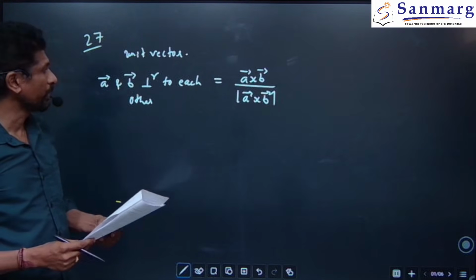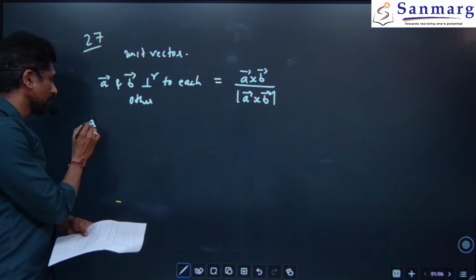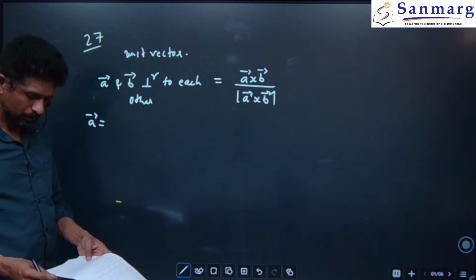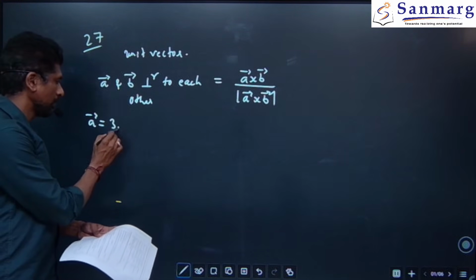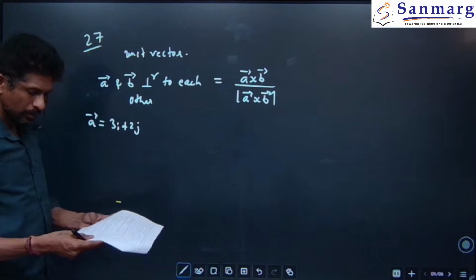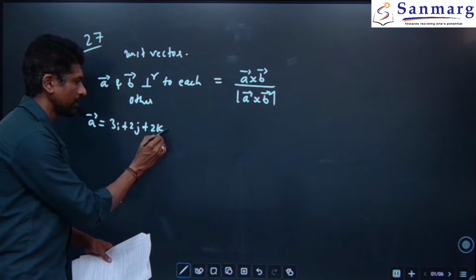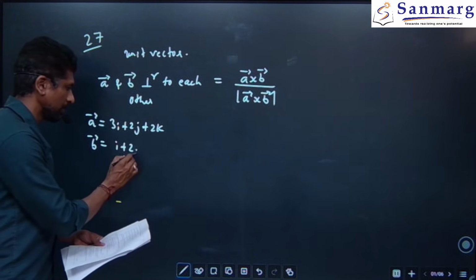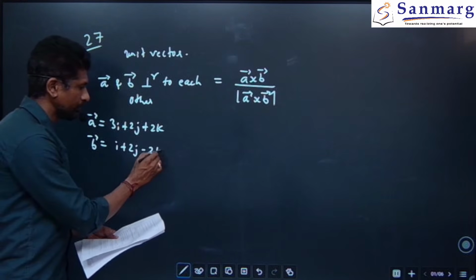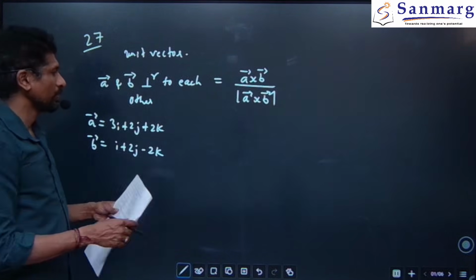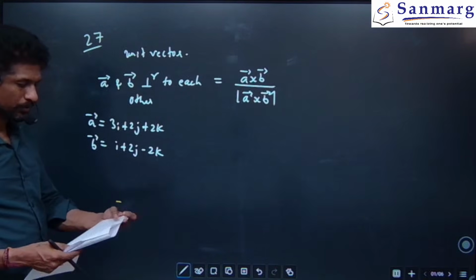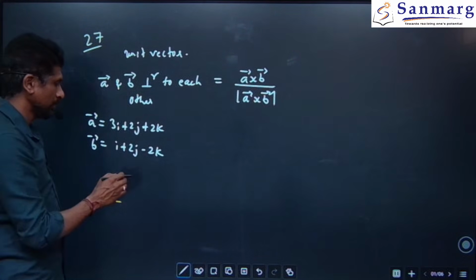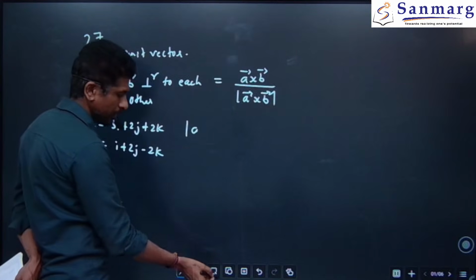So here the two vectors are given. The first vector is 3i plus 2j plus 2k, and the second vector is i plus 2j minus 2k. By taking these two, you first have to find A cross B, meaning by multiplying the two vectors you get another vector, and you divide by that magnitude. So first find A cross B.